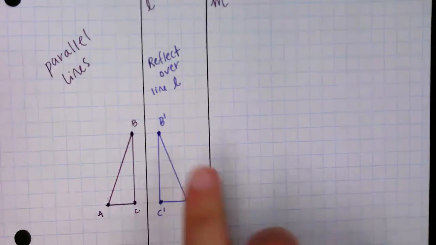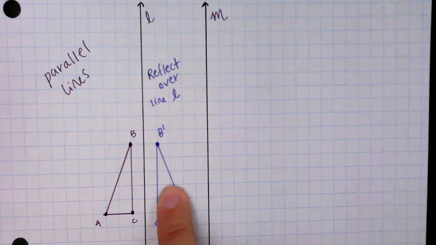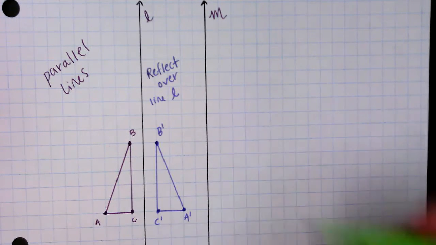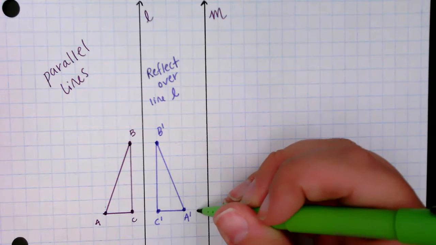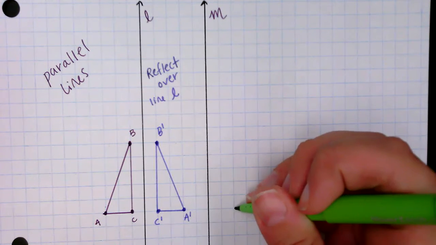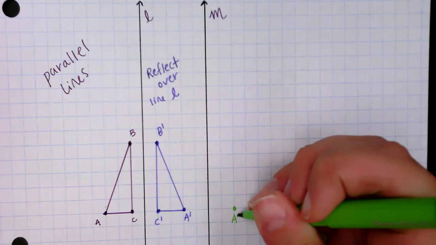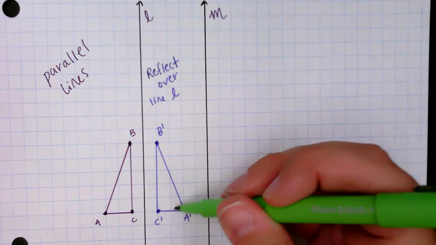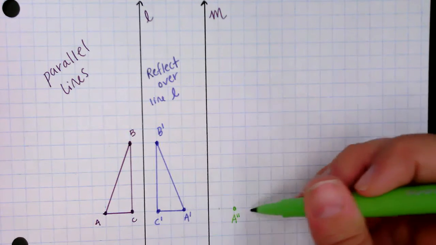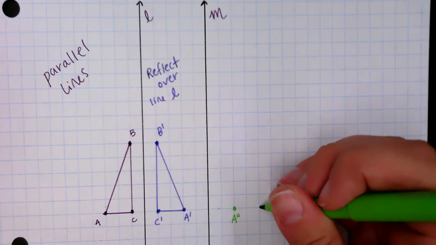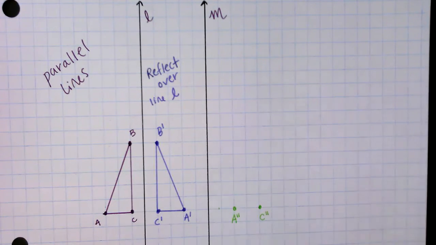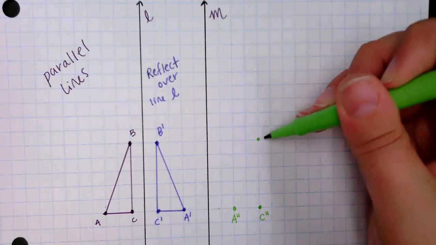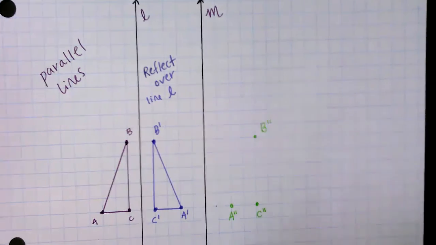We're going to reflect this one that's already been reflected. Now I'm going to reflect it over line M. So I'm going to do this next reflection. Here I'm going to go from A prime over, and this is where A double prime should go. I'll do the same thing with C prime. Go over, and this is where C double prime should go. And the same thing with B. This is where B double prime should go.